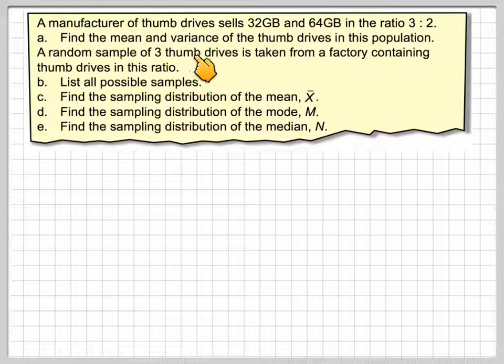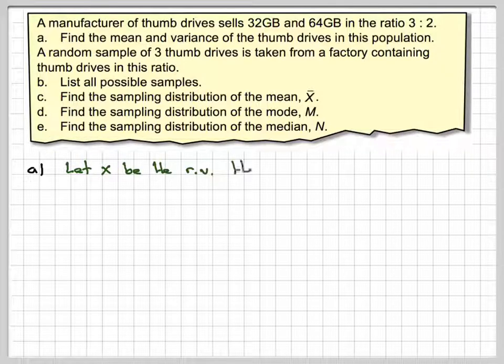It says a manufacturer of thumb drives sells 32 GB and 64 GB in the ratio of 3:2. Find the mean and the variance of the thumb drives in this population. A random sample of 3 thumb drives is taken from the factory containing the thumb drives in this ratio. List all the possible samples, find the sampling distribution of the mean, find the sampling distribution of the mode, and find the sampling distribution of the median.